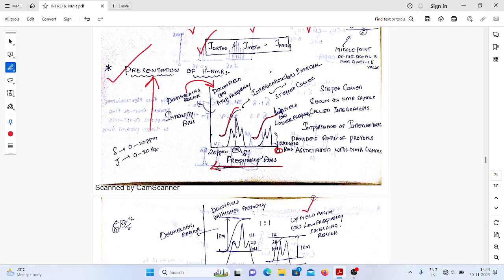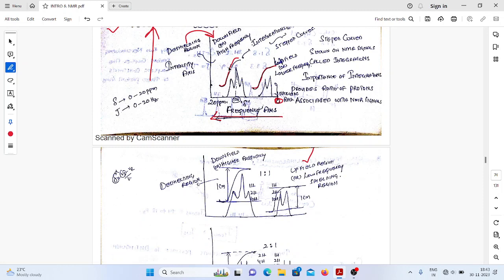Most of the students are going to get confused. Do not get confused related to upfield and downfield. Upfield means shielding, downfield means de-shielding. Already we know that de-shielding means chemical shift values are higher. Shielding means chemical shift values are lower. Simple. So what is the use of this stepped curve?